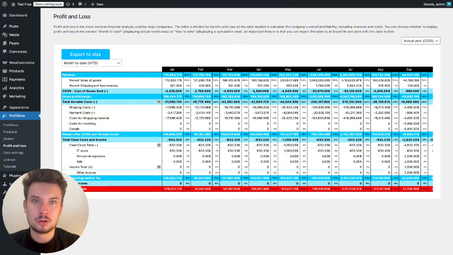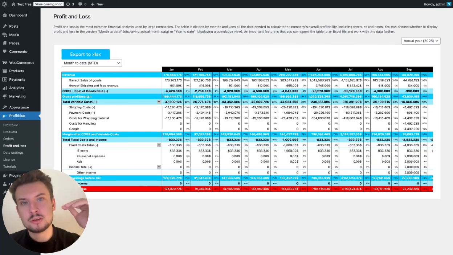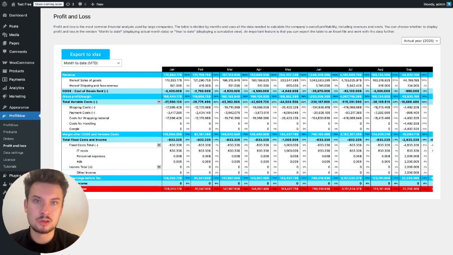Another thing are variable costs. Variable costs increase based on the volume you have in your store. If you have 10 orders or 100 orders, there will be a big difference between the absolute amounts in these costs. Because, for example, you can set up a commission of 2%, and if you have 100 orders and 1,000 orders, the difference will be very big in absolute numbers. You can have, for example, shipping costs, payment fees, cost for wrapping material, cost for handling, and also you can have the ads. For example, we have Google here.